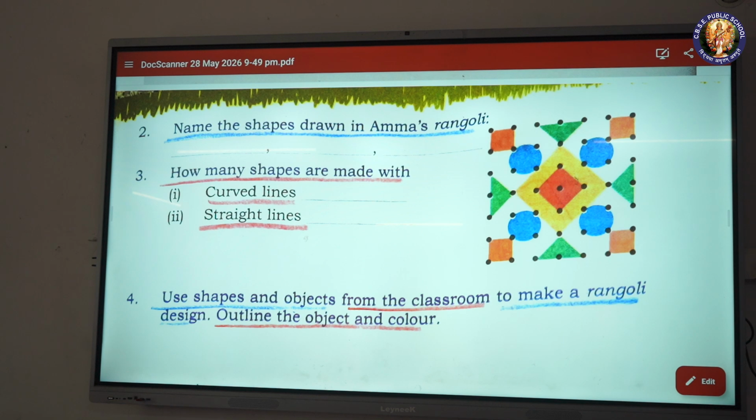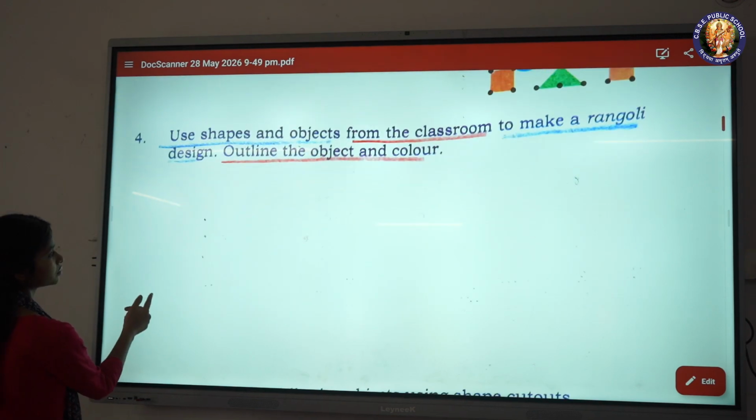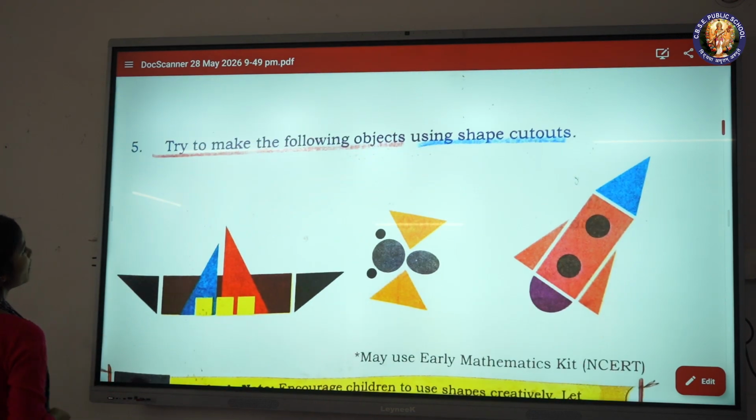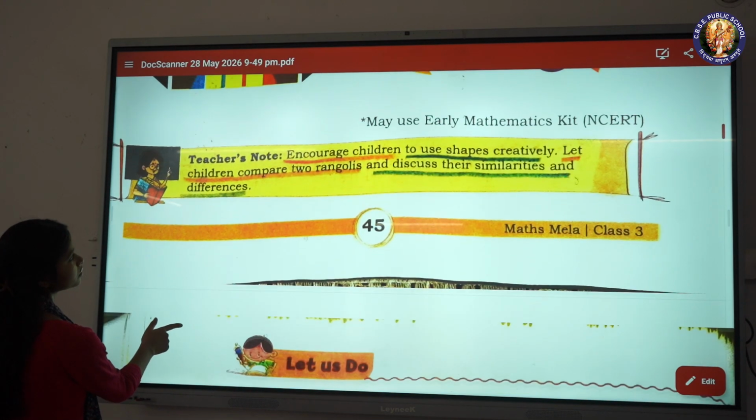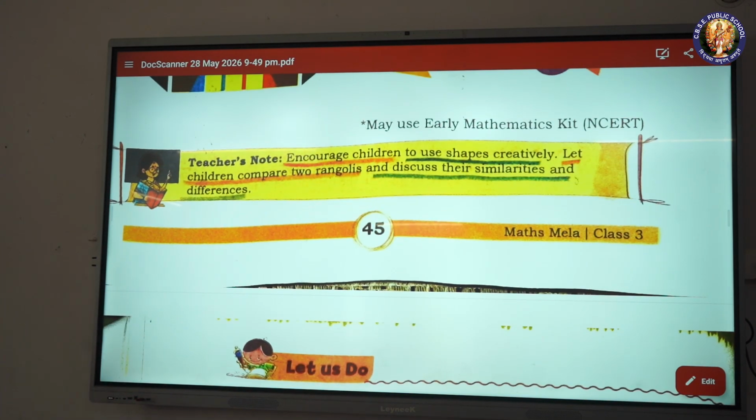4. Use shapes and objects from the classroom to make a rangoli design. Outline the objects and color. 5. Try to make the following objects using shape cutouts. May use early mathematics kit, NCERT.